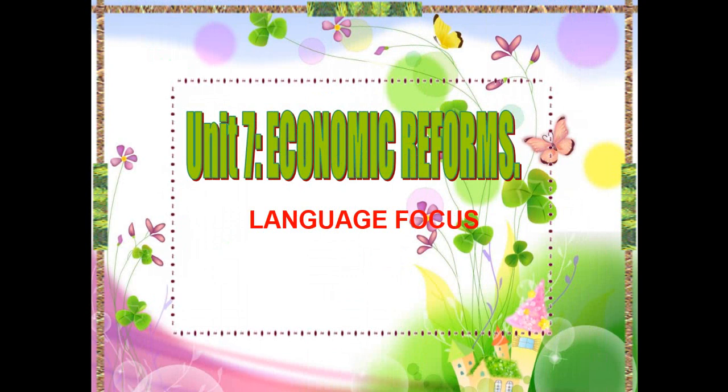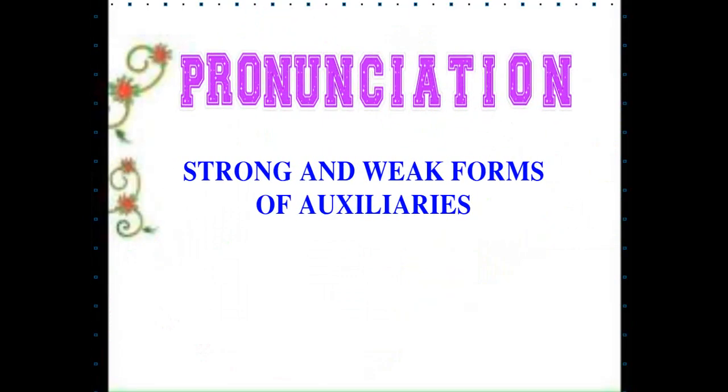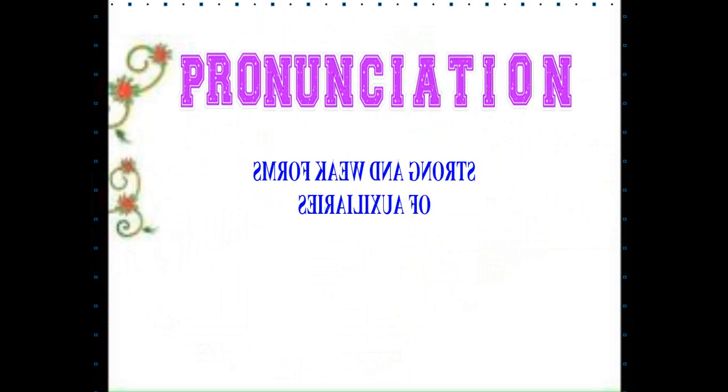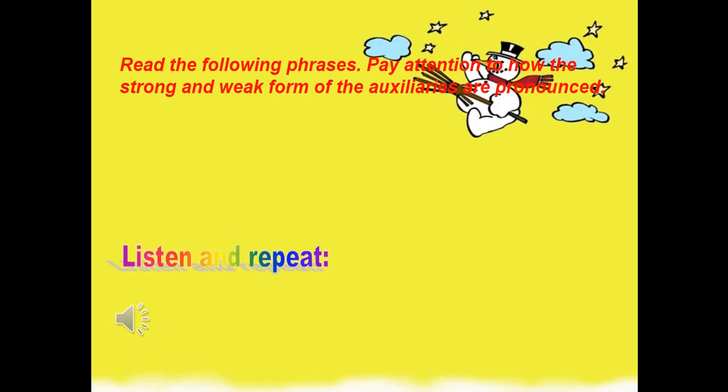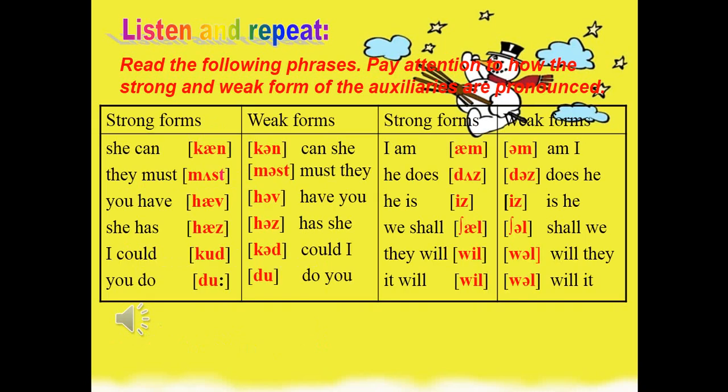Okay, so we study language focus of Unit 7. So the pronunciation, strong and weak forms of auxiliaries. Well, so now you look at the table and listen to the pronunciations of the strong forms and weak forms of the auxiliary. Part E. Language Focus. Page 81. Pronunciation.